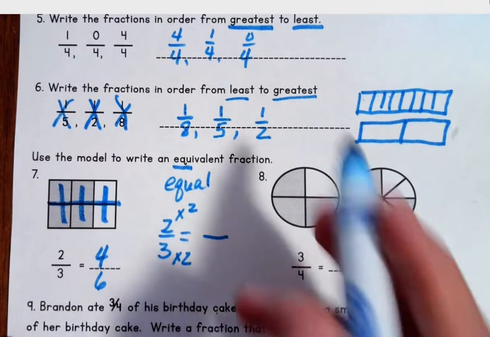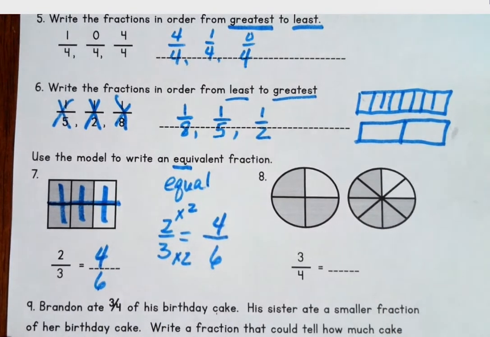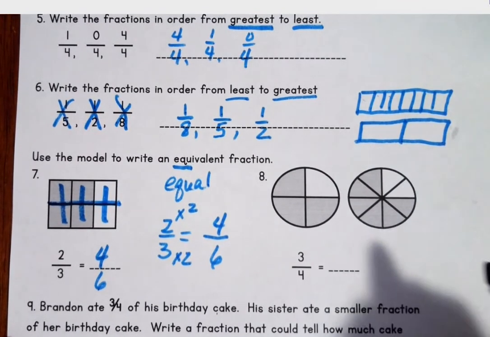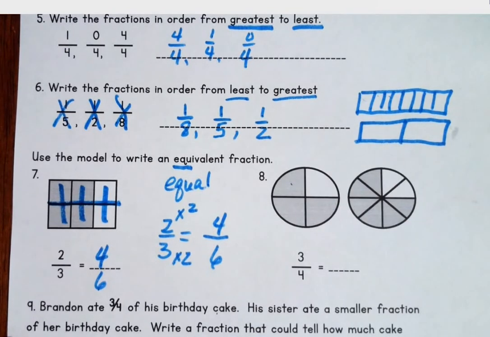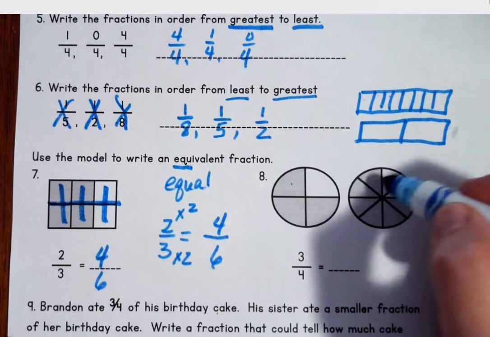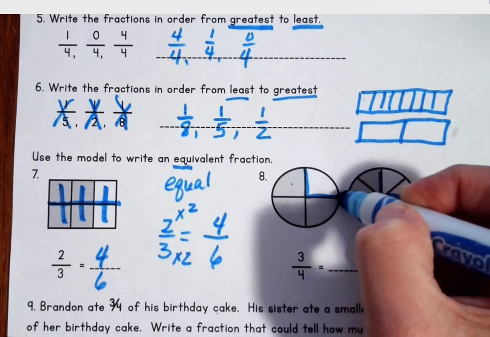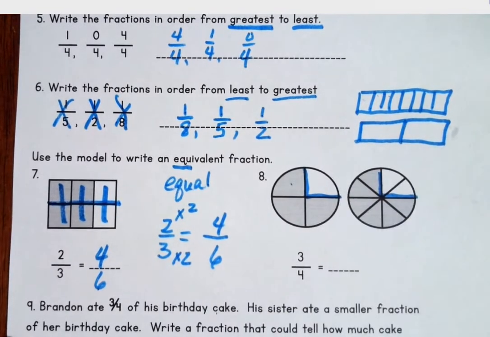So 2 times 2, 4. 3 times 2, 6. Okay, you can do that with division, going backwards also. All right, 3/4. So 1, 2, 3. Okay, we have 3 parts out of 4 that's shaded. Well, look, it's the same parts that are shaded here, but it's broken up. All it is broken up into more pieces.